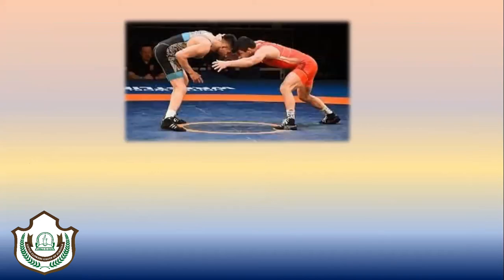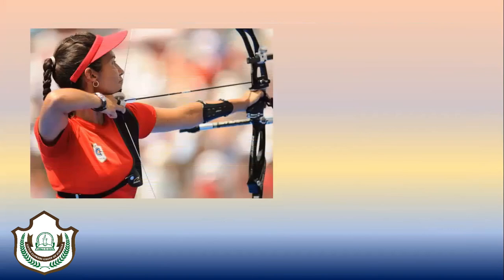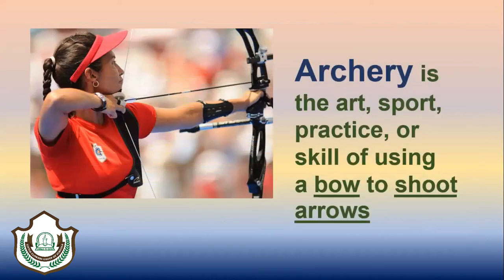Let us guess the games which are a part of Olympic Games by looking at the given pictures. So the first picture is of wrestling. Wrestling is a sport practiced in various styles by two competitors involving forcing an opponent to touch the ground with some part of the body other than his feet. Next is archery. Archery is the art, sport, practice or skill of using a bow to shoot arrows.